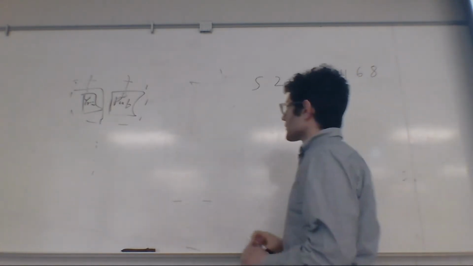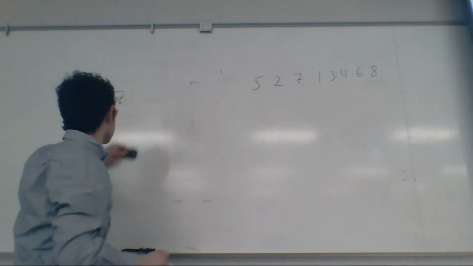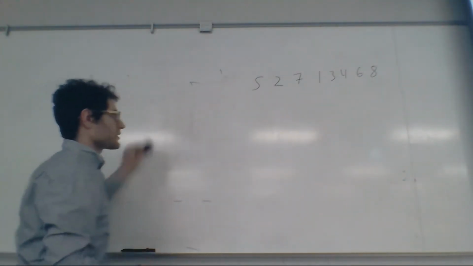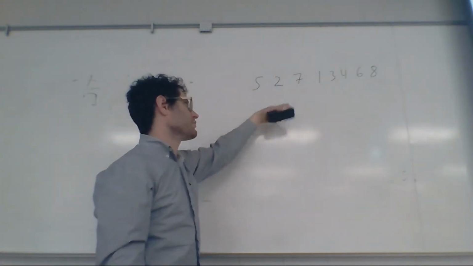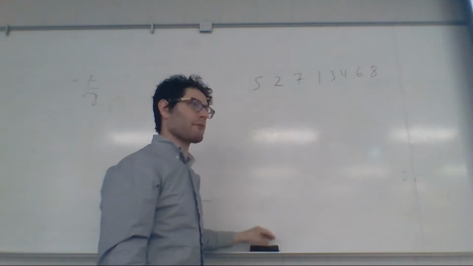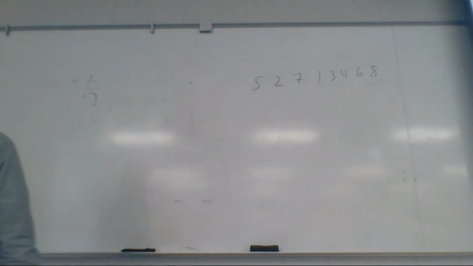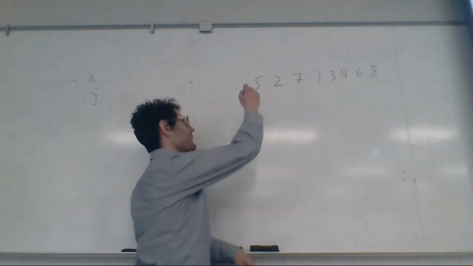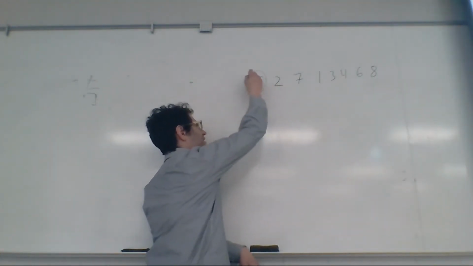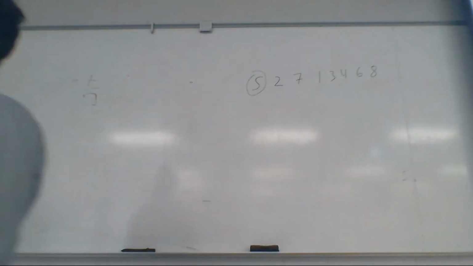Okay. So the idea here is that I have these items: 5, 2, 7, 1, 3, 4, 6, 8. I want to sort this array. So what I'm going to do is select the first item of my array as my pivot. Why am I selecting the first item? Because doing anything other than that is kind of hard, and it's always easy to find the first item.